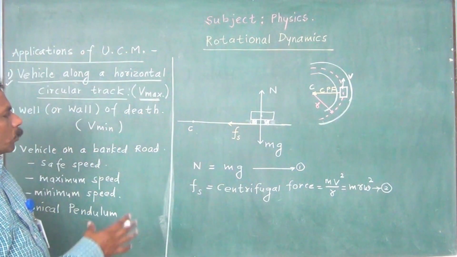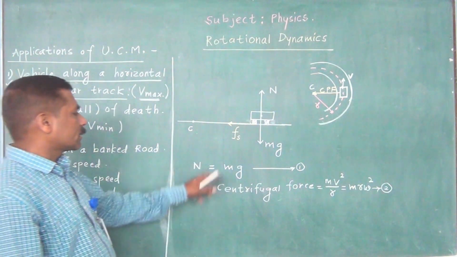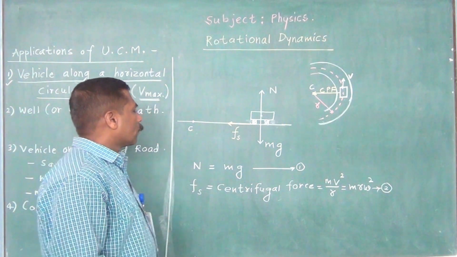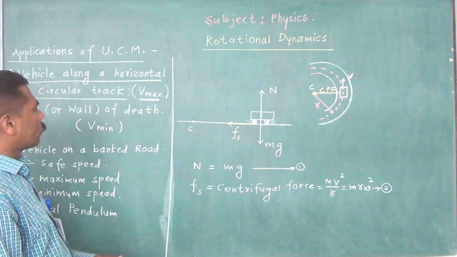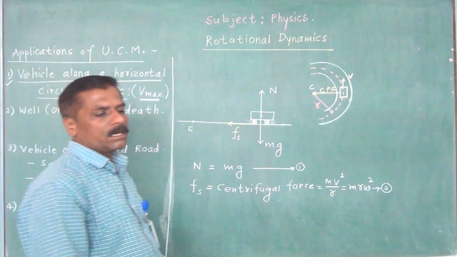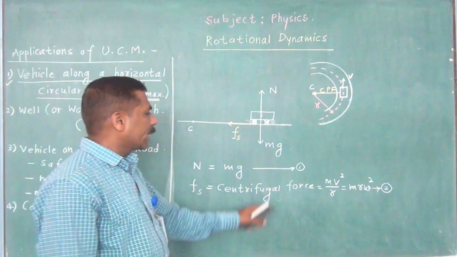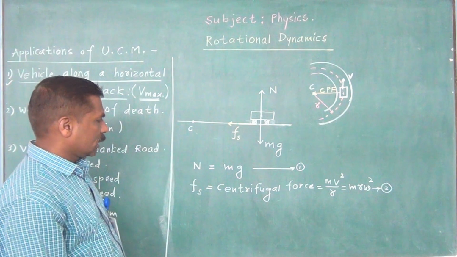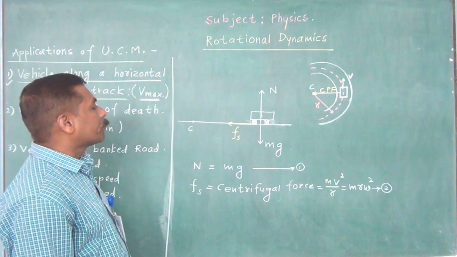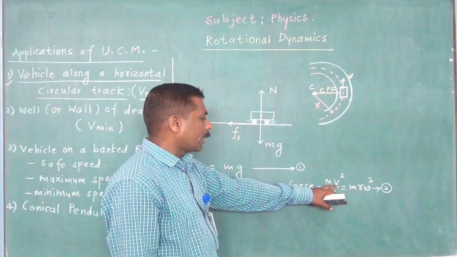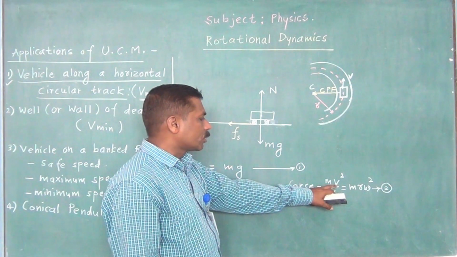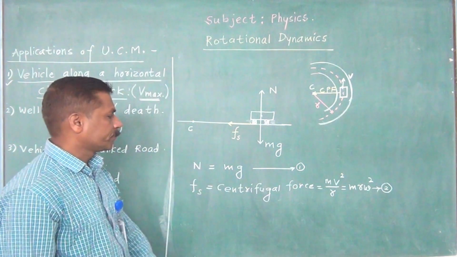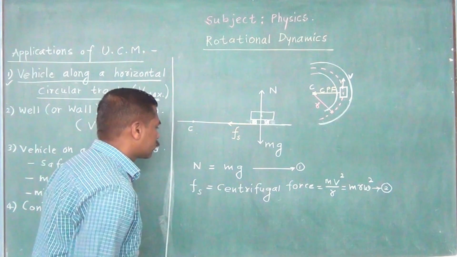Now you have the two equations from this diagrammatic representation. We are interested to find out the maximum speed of the vehicle. Now with the help of these two equations, we are going to find out the value of V, which you can observe here in equation 2. So we will take certain steps.